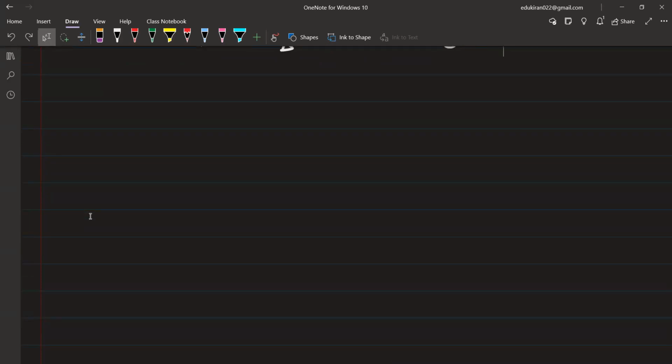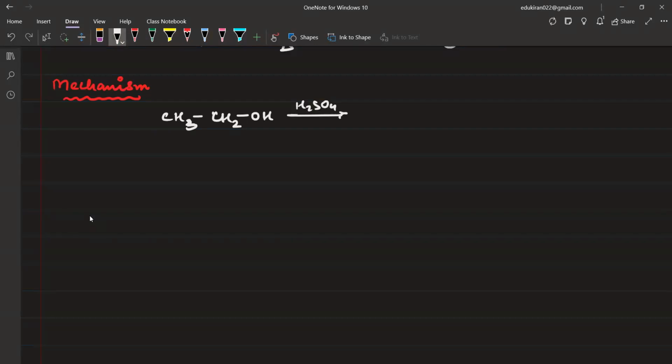Okay, please see here, guys. Right, mechanism. This mechanism is important. They can ask you this mechanism in the board examination, and previously they have asked this mechanism. Okay, so please write the mechanism of which reaction? Mechanism of dehydration of ethanol, CH3CH2OH, H2SO4 and 413 Kelvin. So they will ask you to write the mechanism of dehydration of alcohol to form ethers. So you'll write this mechanism, okay?